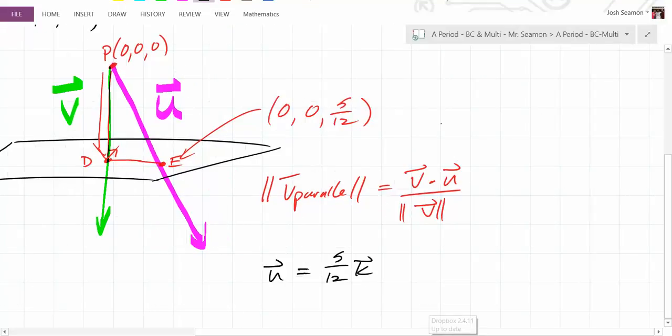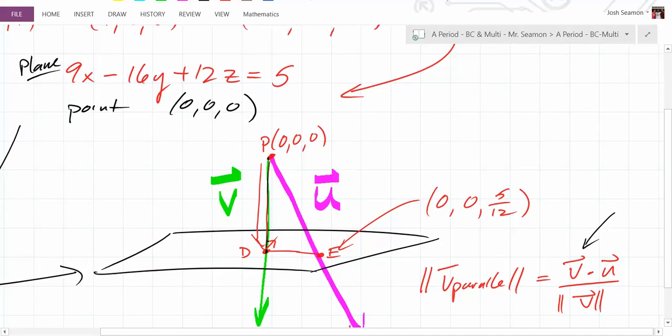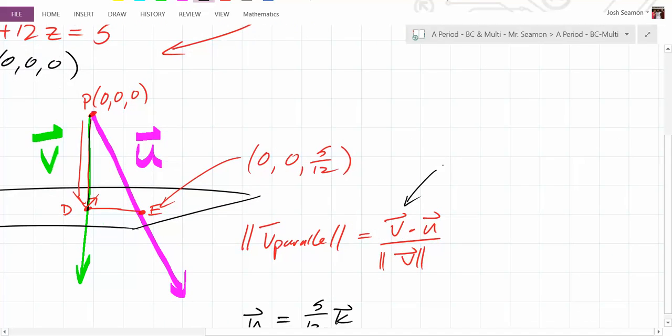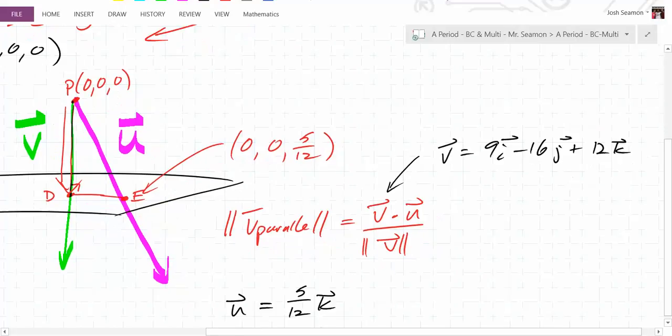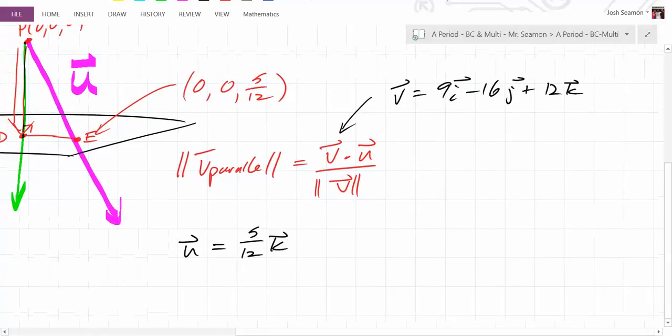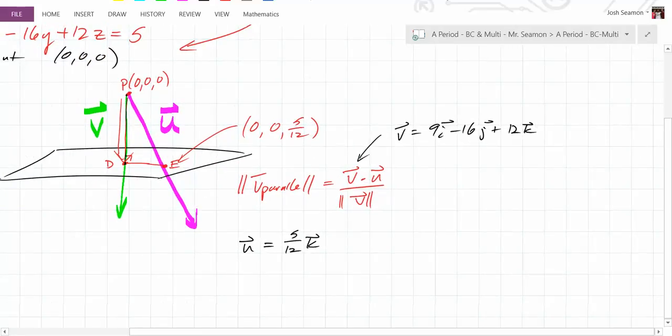What is v? It's a normal vector, right? Do we have that normal vector? What is it? 9, negative 16, 12, right? 9i, negative 16j, plus 12 what? Okay. Sometimes I don't do the little hats, right? Okay, so how about this? See if you can find it on your own right now.